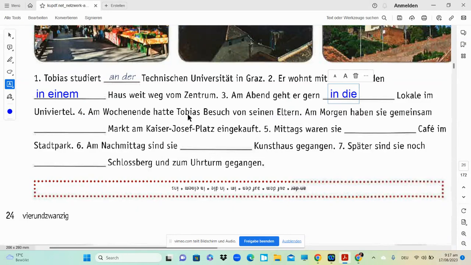Am Wochenende hatte Tobias Besuch von seinen Eltern. Am Morgen haben sie gemeinsam. Many times it has to be beim, but if it is not there, let's search for another one. What can go, auf Dänemark or auf dem Markt. Am Abend haben sie gemeinsam auf dem Markt Käse eingekauft. So auf, the answer has to be auf dem Markt. Okay.